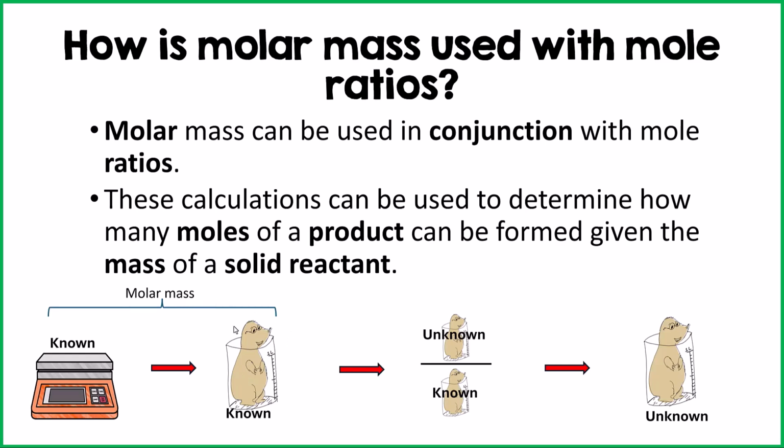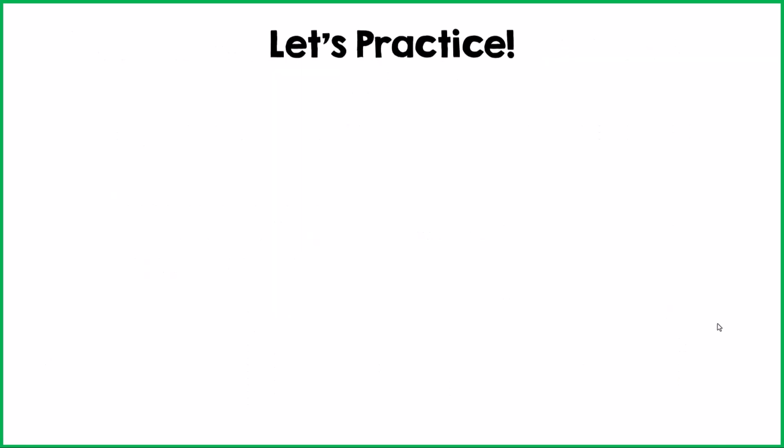And then once we have the moles of whatever this reactant is, we can use the mole ratio to convert to moles of an unknown substance, which may be another reactant, could be a product, whatever the other substance is that we're trying to compare. And so this is the part that we use the mole ratio for. This is the part we use molar mass for of our known substance. So let's practice this one.